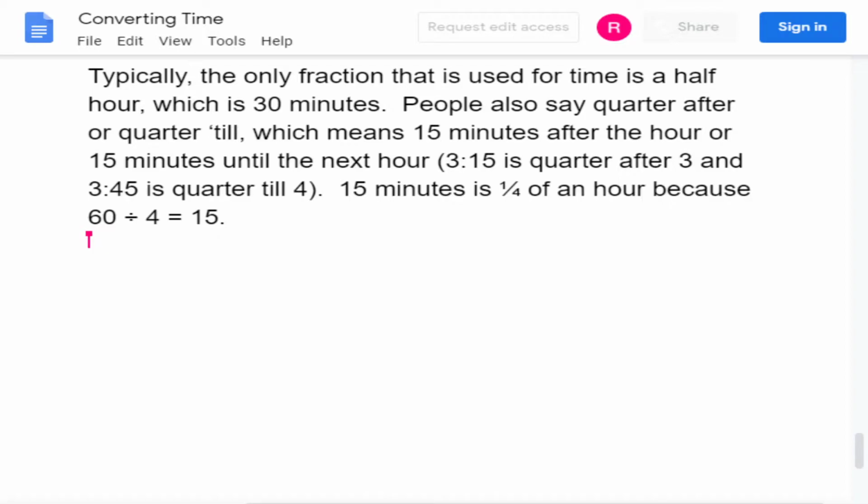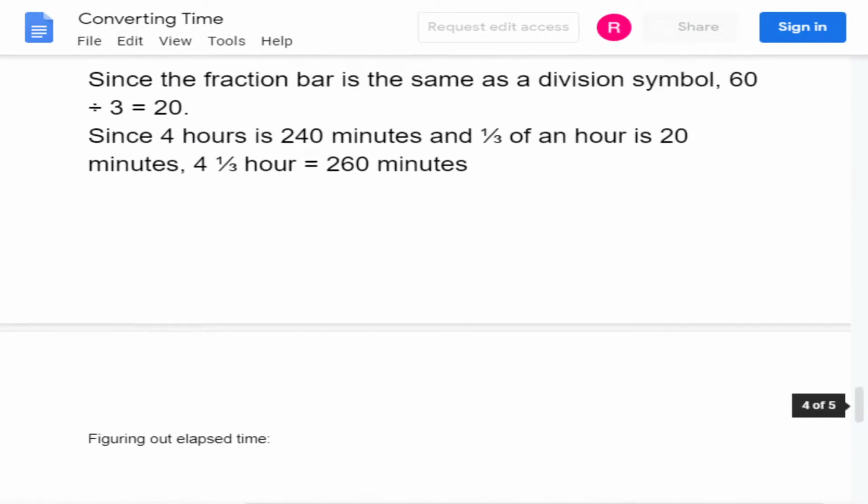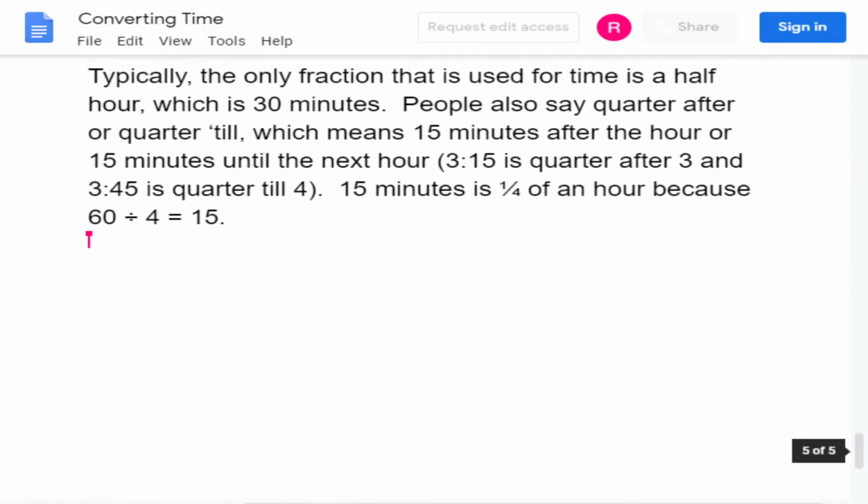The only fractions that people use on a regular basis are pretty much a half hour or quarter till and quarter after. So I just wanted to touch on that. But let's go to another problem.